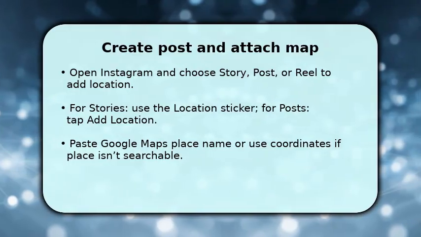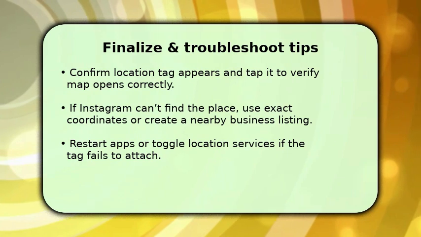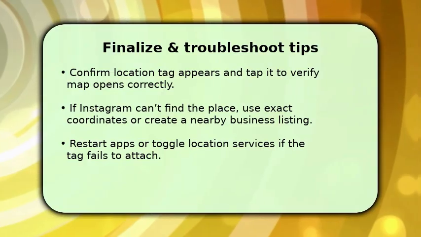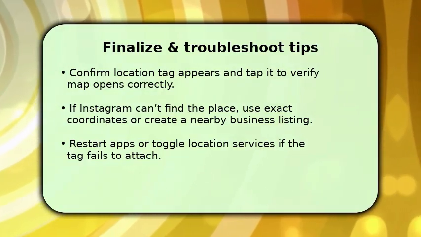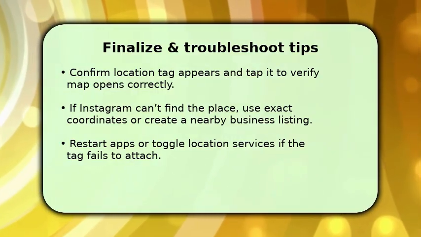Finish by reviewing your content and ensuring the location tag links to Google Maps when tapped. This verifies everything works. If Instagram can't find the exact place, use the copied coordinates or create a nearby business or landmark entry in Google Maps so Instagram can recognize it.